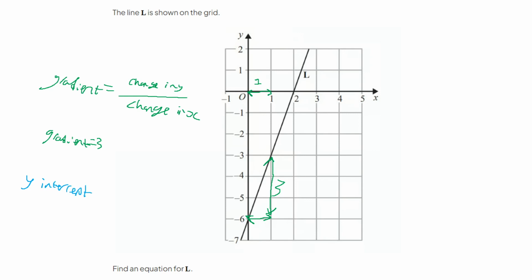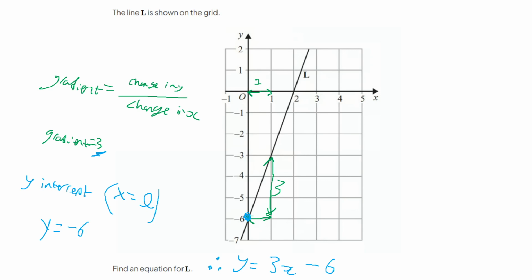We also need to look for the y-intercept. The y-intercept is simply what the answer is when x is equal to 0. So here, x is equal to 0 because it's on the y-axis. And as you can see, it crosses at -6. So y is equal to -6, which is this point here. Now we know that the gradient is 3 and the y-intercept is -6. So therefore the equation is going to be y equals 3x minus 6.